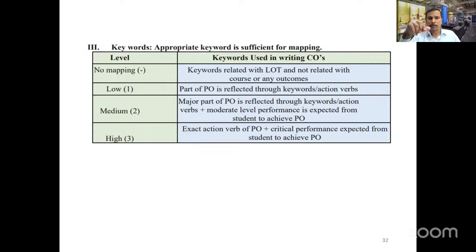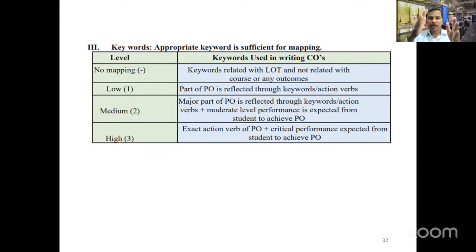That is number 1. Number 2, if part of the PO is reflected in the CO with appropriate action verbs, meaning some minute part of the PO is matching with the CO, very minute part, with appropriate action keywords. Action verbs are keywords. Then the mapping level stands at 1. It is low level.